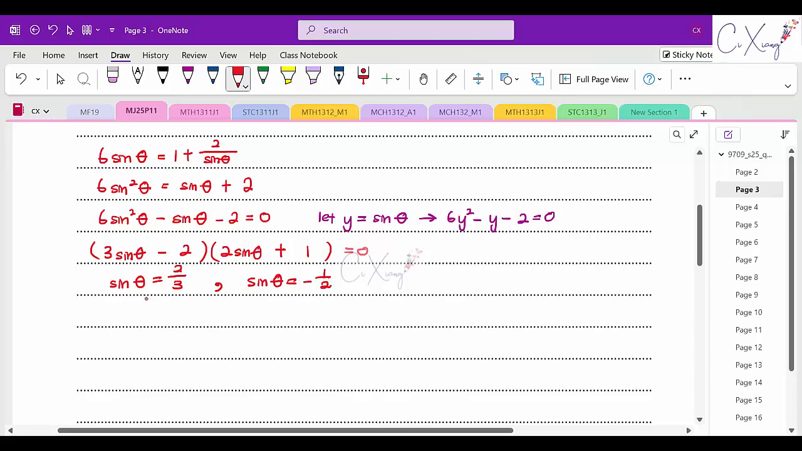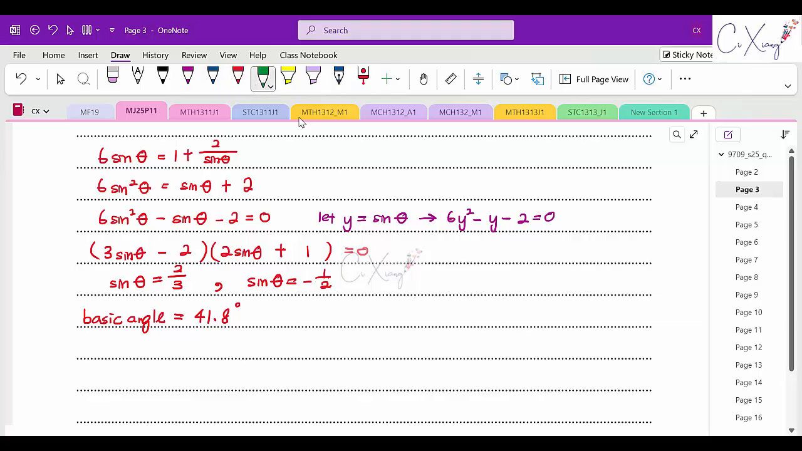Alright, now let's continue from here. I need to solve the 2 equations here. The first one is sine theta equals 2 over 3. Another one is sine theta equals negative half. Usually, I prefer to find the basic angle first. So let's find out the basic angle. The basic angle for this equation is sine inverse 2 over 3. Press the calculator to help you a little bit. By right, you should be having 41.8 degrees.